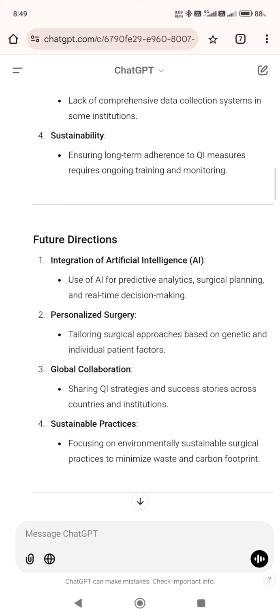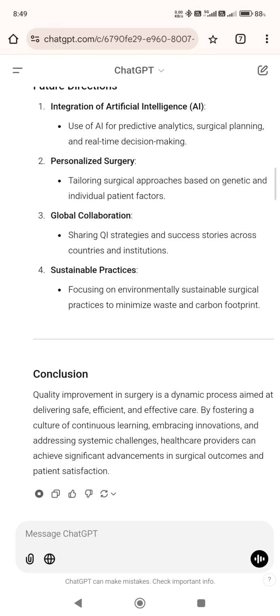Future directions. 1. Integration of artificial intelligence, AI, use of AI for predictive analytics, surgical planning, and real-time decision-making. 2. Personalized surgery, tailoring surgical approaches based on genetic and individual patient factors. 3. Global collaboration, sharing QI strategies and success stories across countries and institutions. 4. Sustainable practices, focusing on environmentally sustainable surgical practices to minimize waste and carbon footprint.